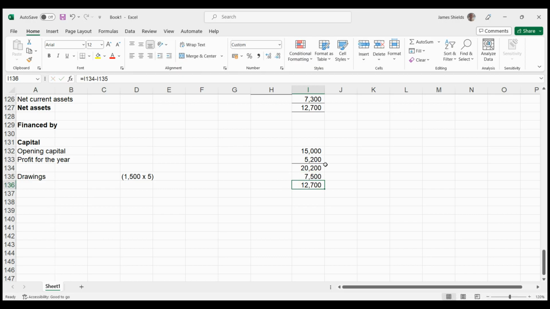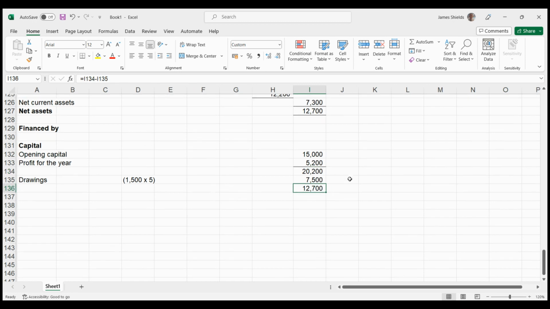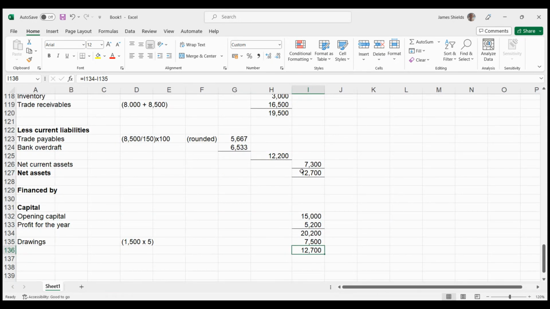Now that's deducted from the 20,200 to give us a final figure at the bottom, which has no name, which is £12,700. And to check that you've got it correct, you match that figure with your net assets, and the two of them, if they're the same, which in this case they are, it suggests to us that we've got the question correct. It's not a 100% guarantee, but it's more likely than not that the question is correct.